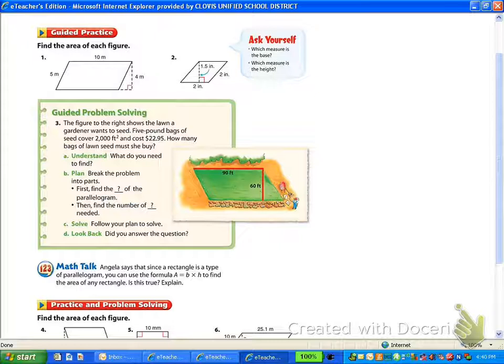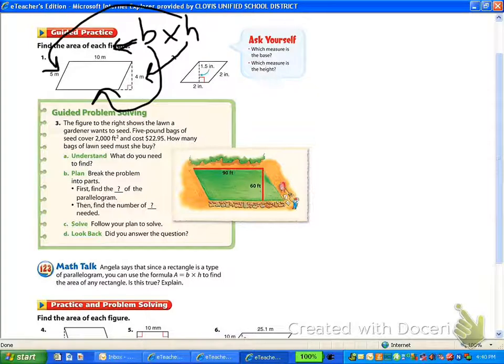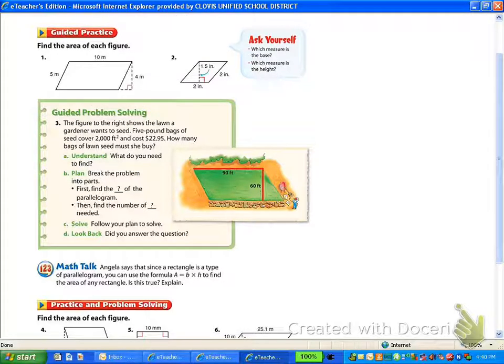So here on number 1, we have a figure with 3 different numbers. Now again, the formula is base times height. Base can be in 2 places. It can be at the top or it can be at the bottom. Your height could be on either side as well. But when we're doing parallelograms, the height is how tall a figure is. So we're only going to multiply 2 numbers.